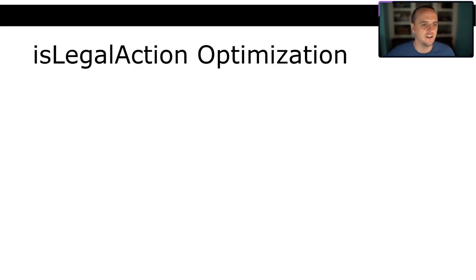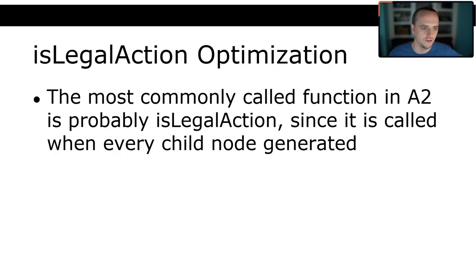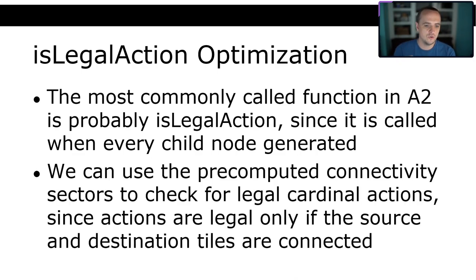So here's an is legal action optimization that you can do. The most commonly called function in assignment 2 is probably the is legal action function, because it's called for all 8 actions every time you expand a node. So every time you expand a node, you have to generate all its children, and every child has 8 legal actions. All right. So what we can do is use the pre-computed connectivity sectors to check for legal cardinal actions, because they're only legal if the source and destination tiles are connected.